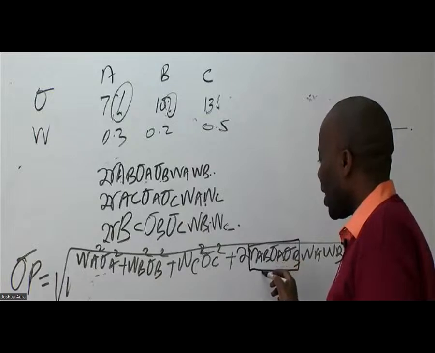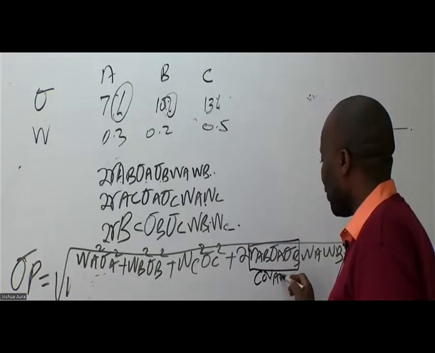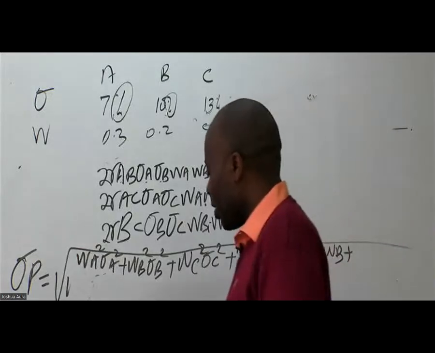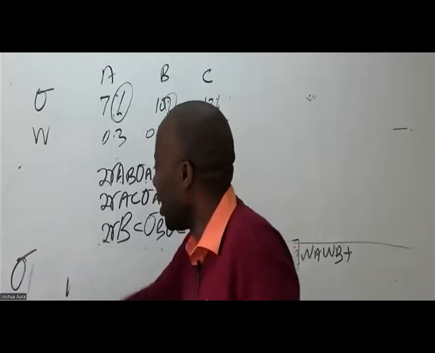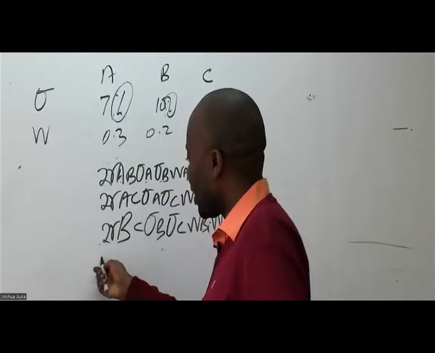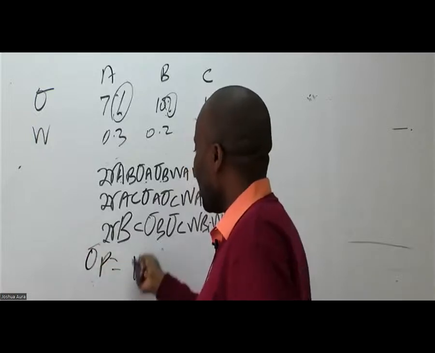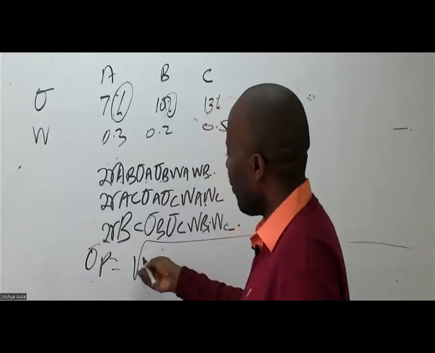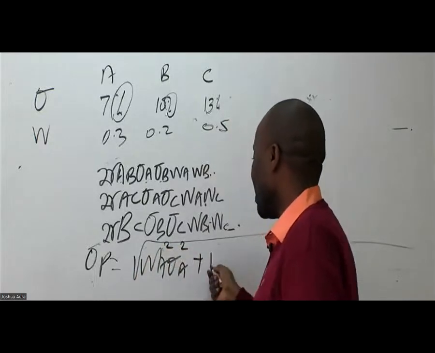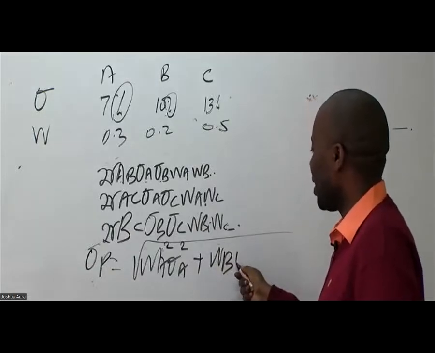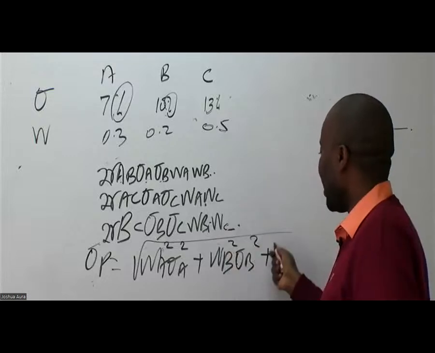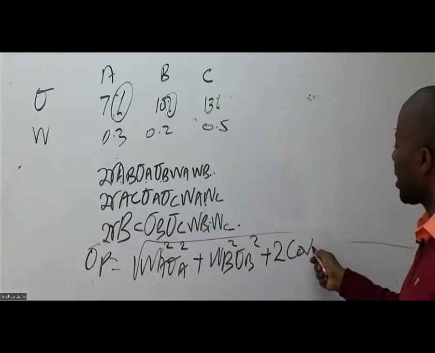If I was given covariance, I would have taken the covariance of AB for everything there. Let me repeat this. When I'm given covariance and they want me to give them the standard deviation of the portfolio, this is what I do. We have the weight of A squared times standard deviation A squared, plus the weight of B squared times standard deviation B squared, plus twice the covariance of AB.